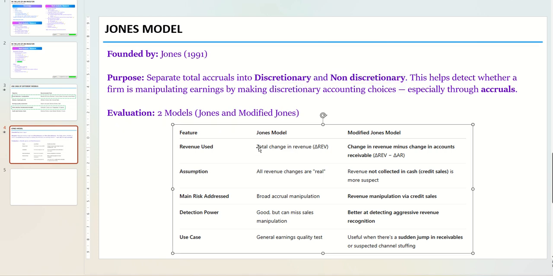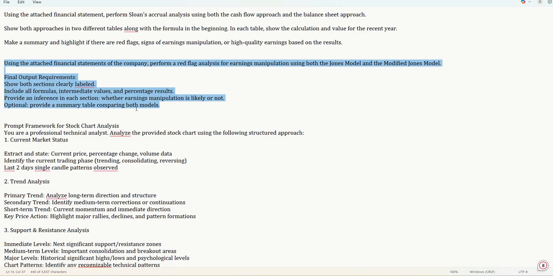Okay, so there are two types of models. One is the Jones model, another one is the modified Jones model. On the screen, whatever you see are the differences between both these models. And we will now do a prompt for getting a result for both these models.